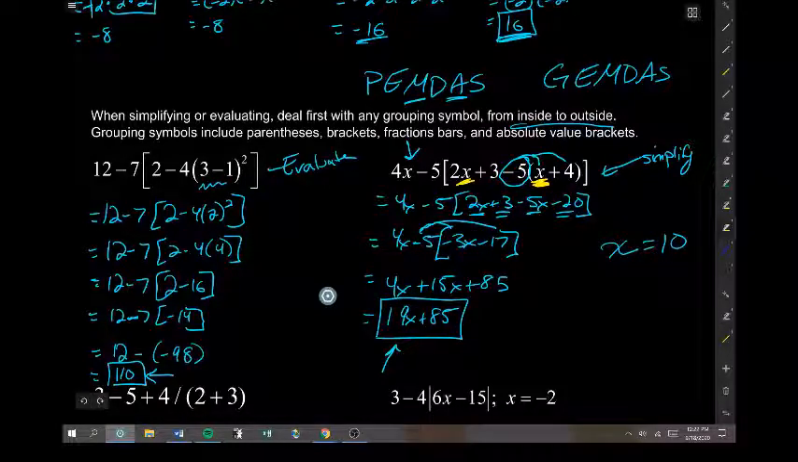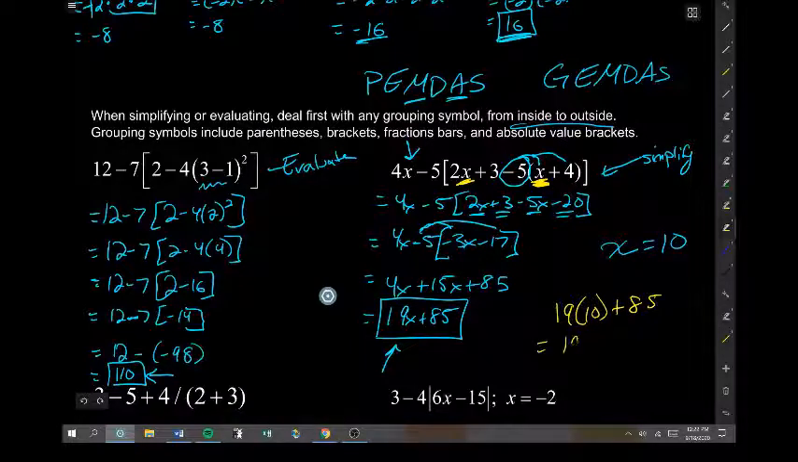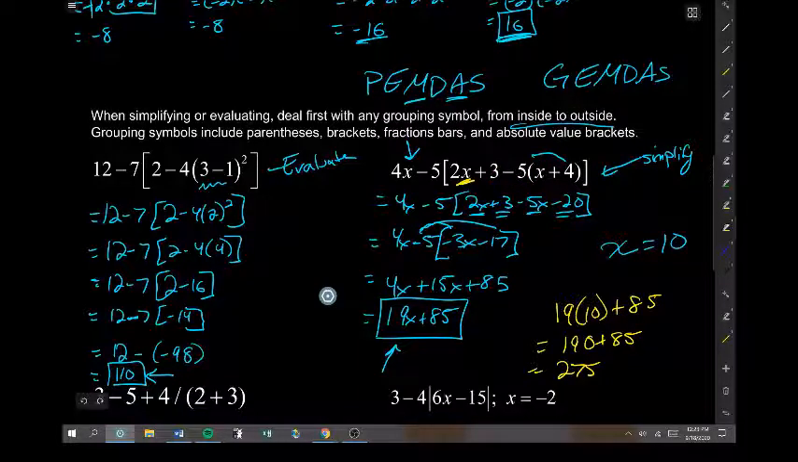Here's a much better one. Now that I've already done the simplifying, just plug in 10 at the end. It's going to be 190 plus 85, which is 275. So there I evaluated. Once I knew what x was, it became evaluating instead of simplifying. To be clear, if I was given this problem and from the start they said x equals 10, I probably would have plugged in the 10 first, because then I could just do 10 plus 4 is 14 and negative 5 times 14 is negative 70 and just do the calculations without having to do the simplifying.